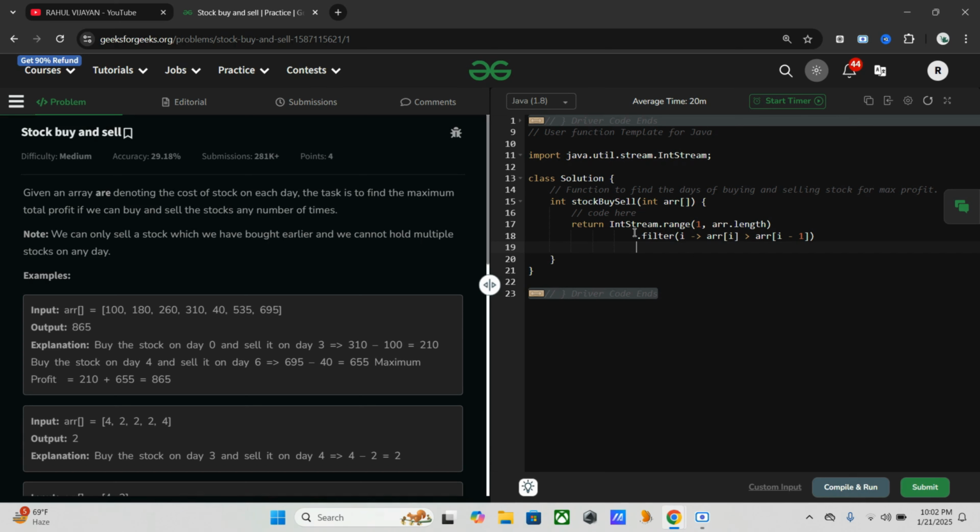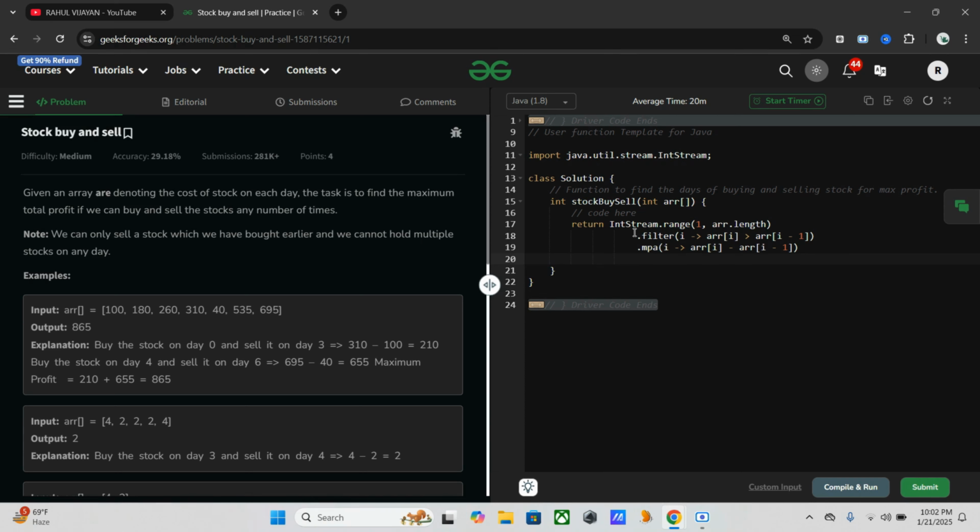Once we have the valid indices from the filter step, we calculate the profit for each transaction by subtracting the previous day's price from the current day's price. For that, we will use the map: array[i] minus array[i-1]. So this gives us the profit for that transaction.